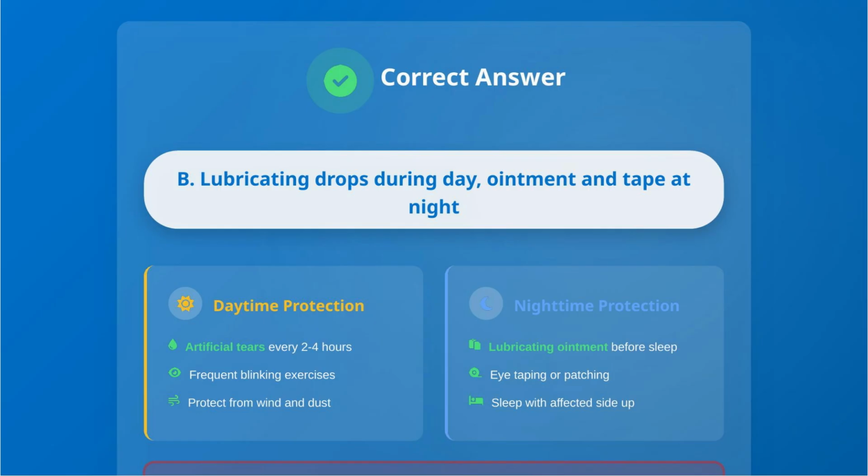The correct answer is B. Lubricating eye drops during the day, ointment, and tape at night. Proper eye care is crucial to prevent corneal abrasion, ulceration, and potential vision loss. Children should use artificial tears every 2 to 4 hours during the day to maintain corneal moisture. At night, lubricating ointment should be applied and the eye taped closed or patched to protect the cornea during sleep. Surgical procedures are rarely needed and reserved for prolonged cases.